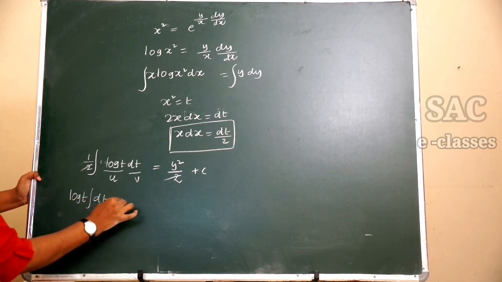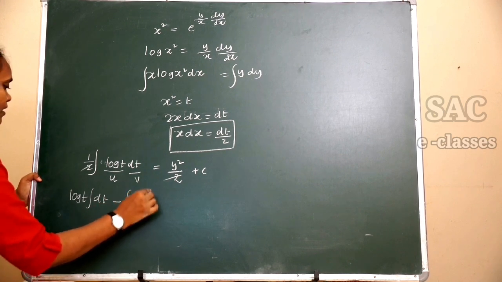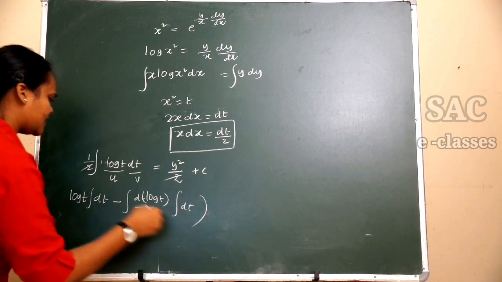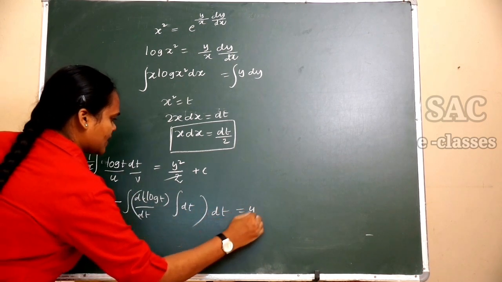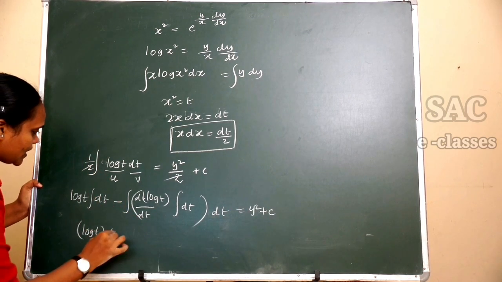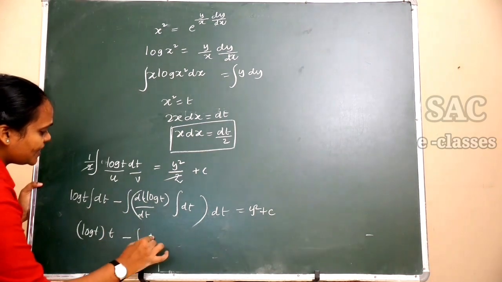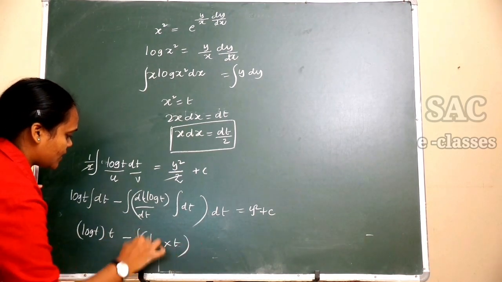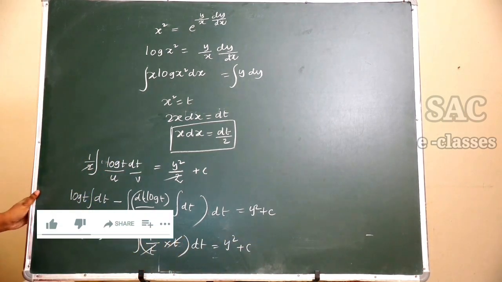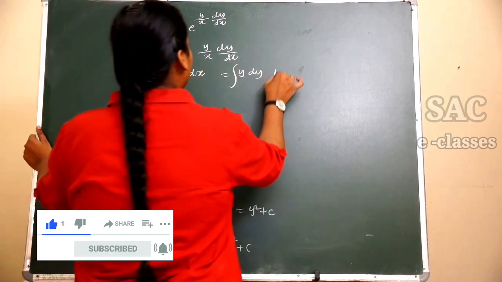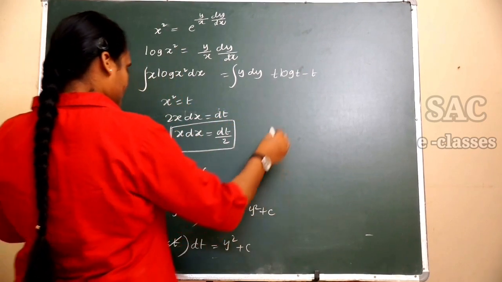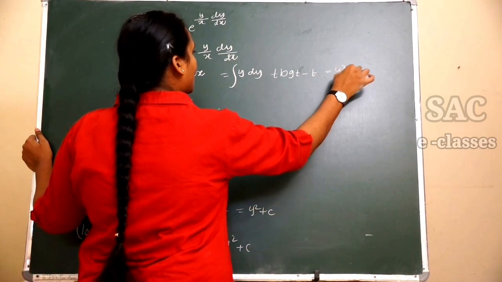Log t integration dt minus integration of d of log t by dt into integration of log t dt, whole dt equal to y square plus c. Now log t into t minus integration of 1 by t into t dt is equal to y square plus c. t and t getting cancelled. So you can write it as t log t minus t is equal to y square plus c.